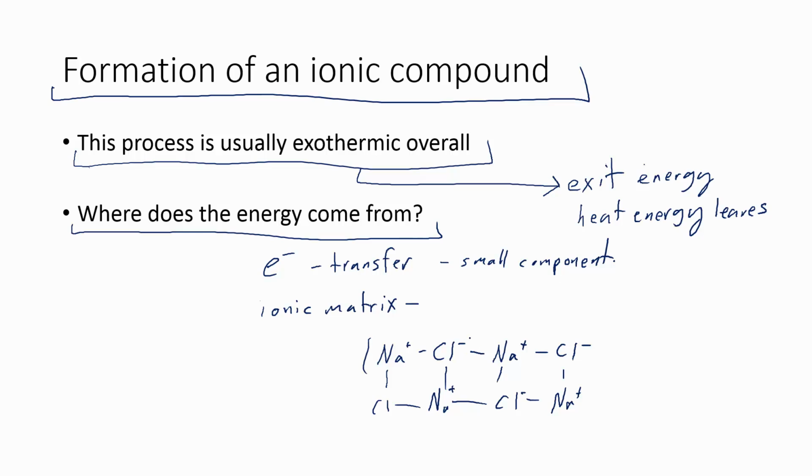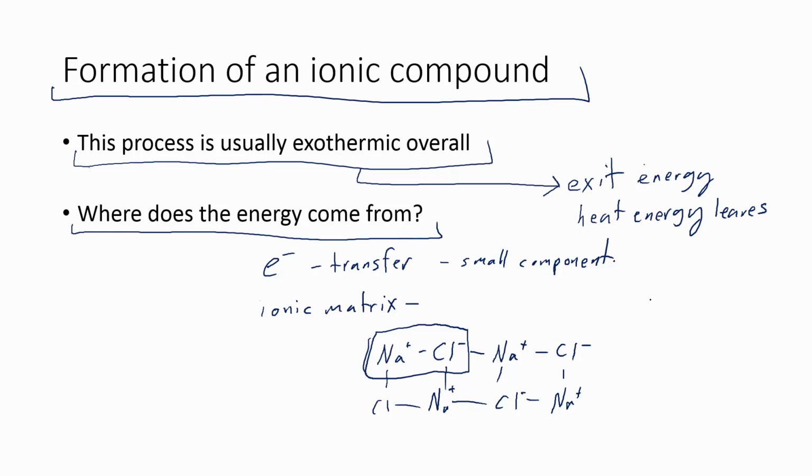Now, what we see as our chemical formula for ionic compounds is the simplest whole number ratio of the different elements present in them. But in reality, those are not discrete units of sodium and chloride together. They're actually these large extended crystalline networks.